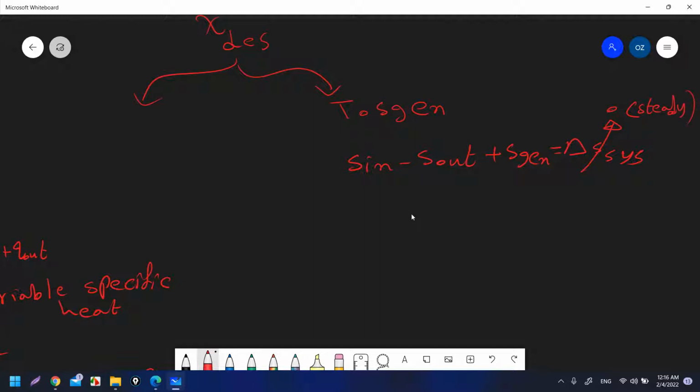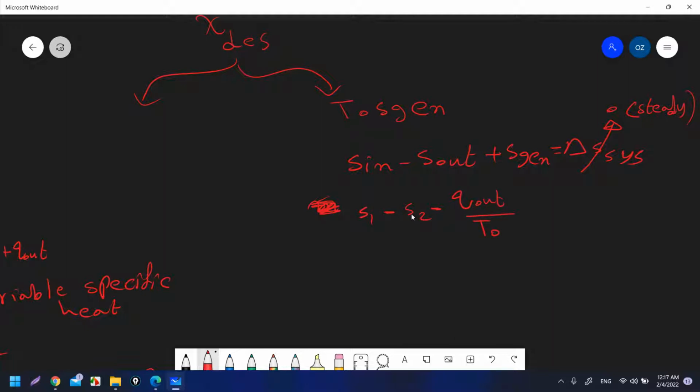I have entropy transfer by mass, but this is in rate, this is per unit mass, so I will not write m dot, it is only S1. Also I have S2 as an out, and also I have entropy transfer by heat. Entropy transfer by heat is Q over T, and here I have Q small out over T naught.